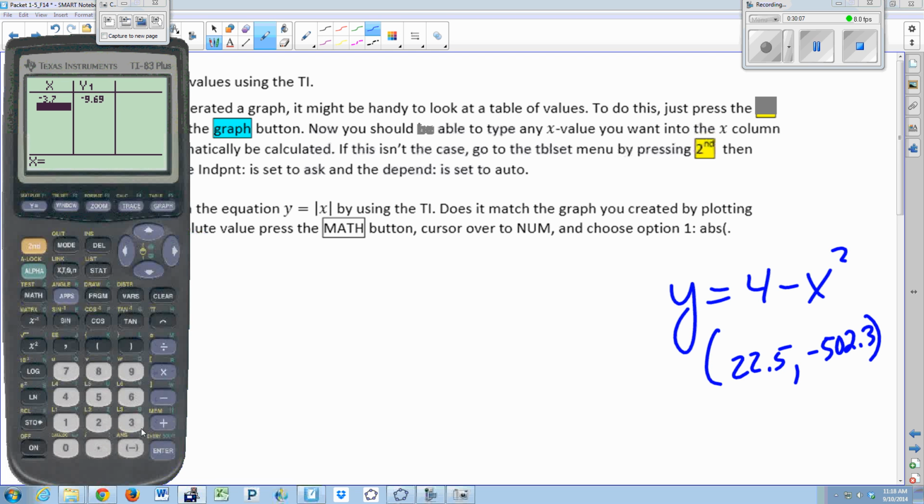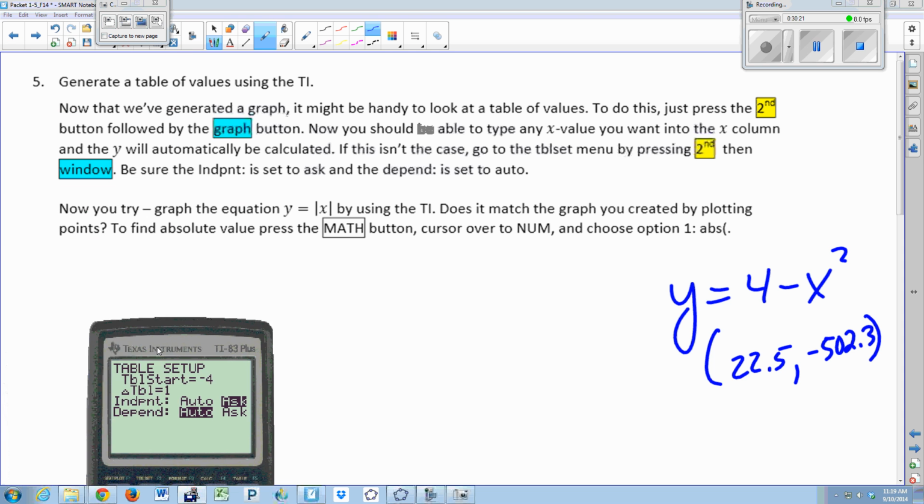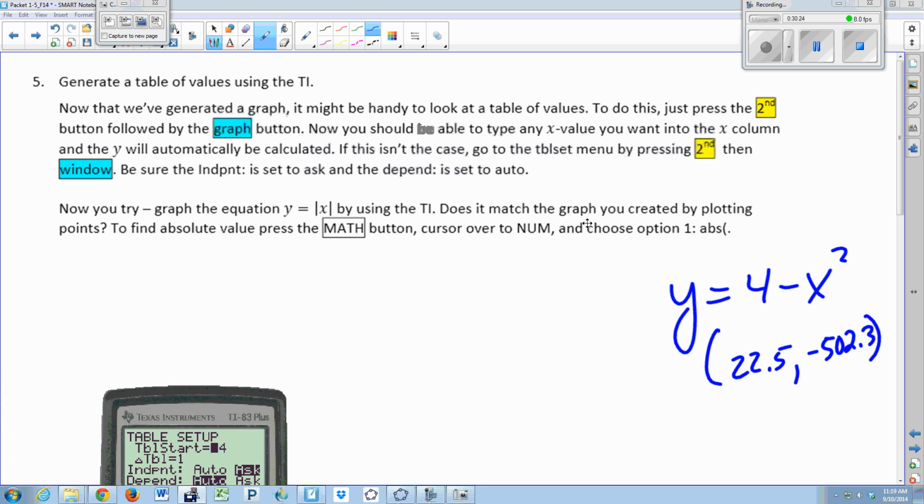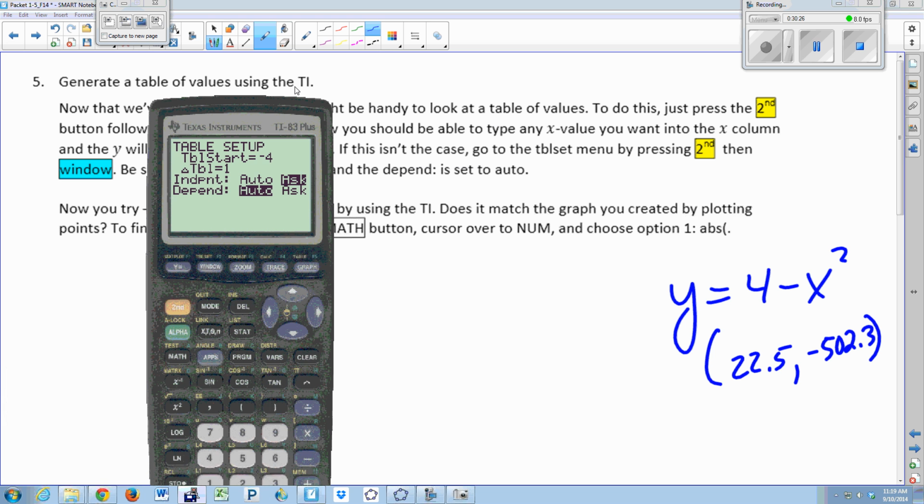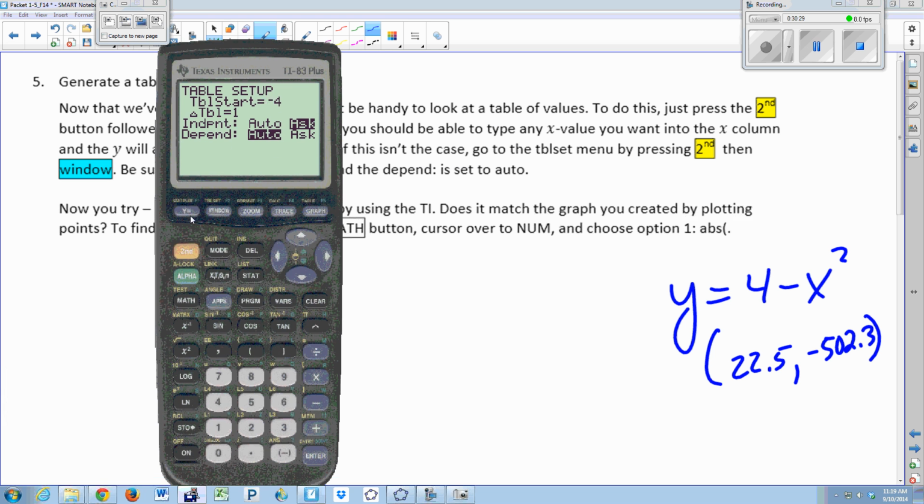So the table can be really handy if you're trying to find the solution for a particular x value. You just go in and plug it in. And you do that by putting the little switch, the little toggle right here where it says ask. Okay. All right. So I'm not going to do this, but I just want to show you how you graph the absolute value because it's a little tricky finding absolute value.